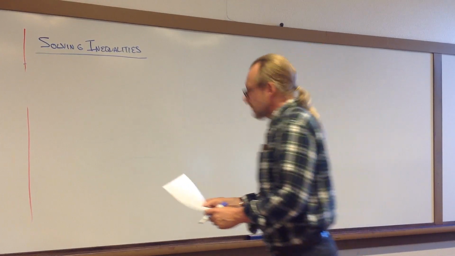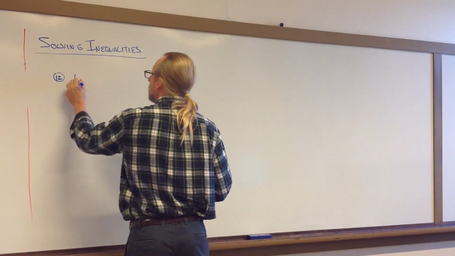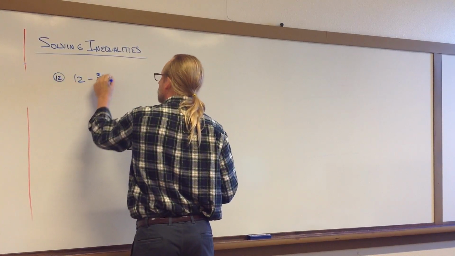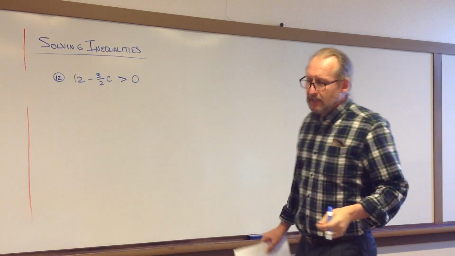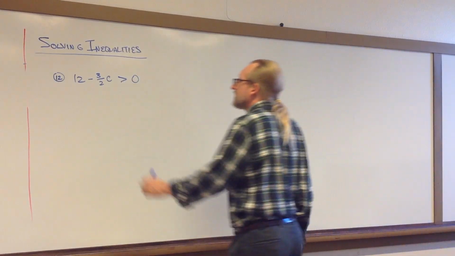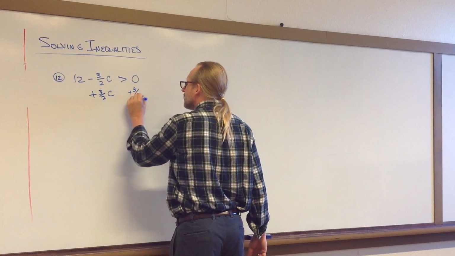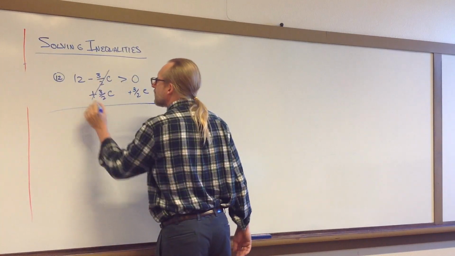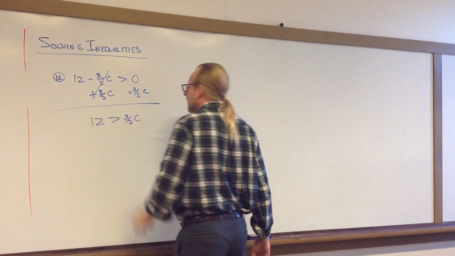Problem 12 is kind of interesting. Here we've got 12 minus 3/2 c greater than 0. So you've got some choices about how to approach this problem. Like I said, sometimes I just like to change sides to keep this thing positive. So now I've got 12 greater than 3/2 c.